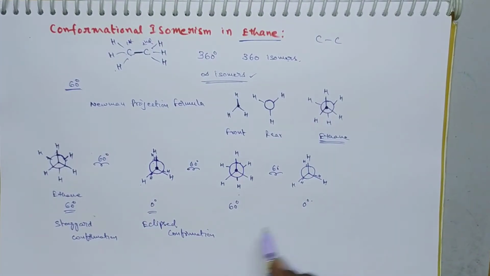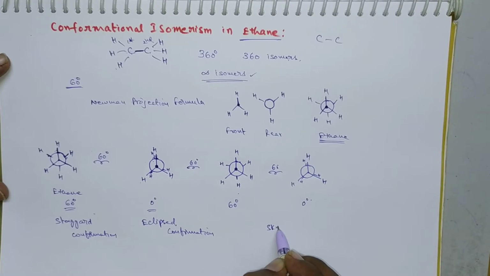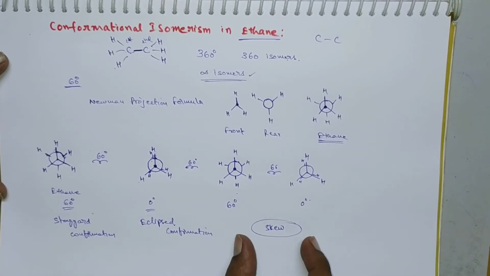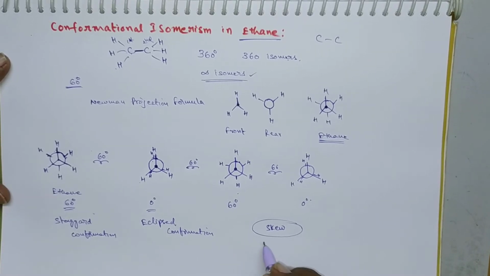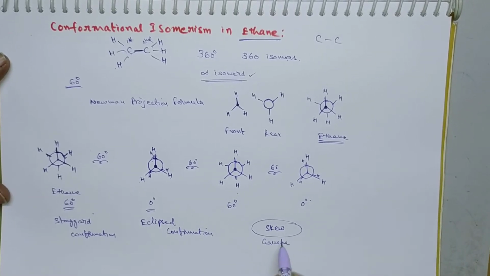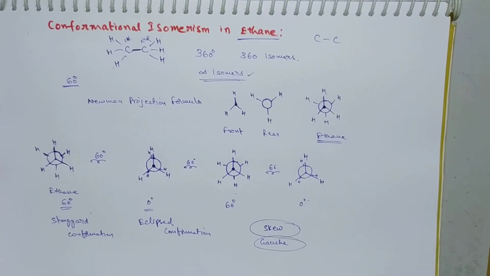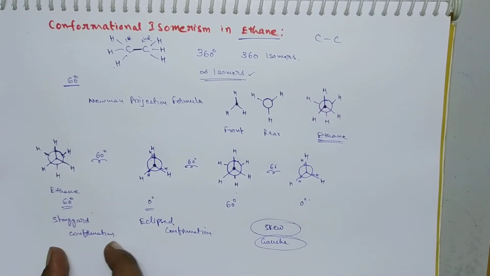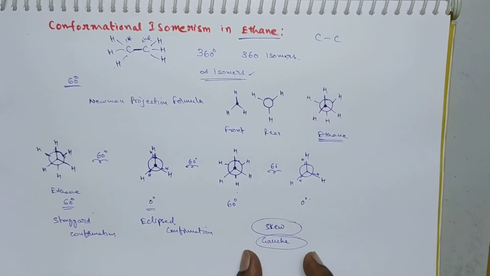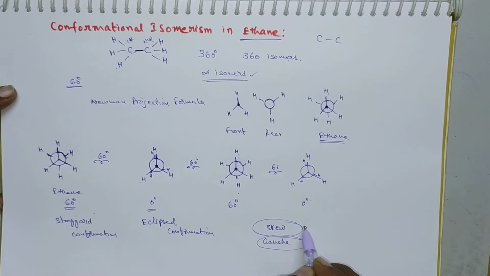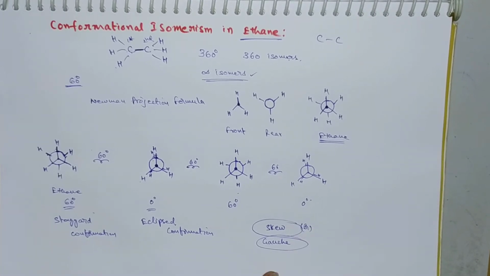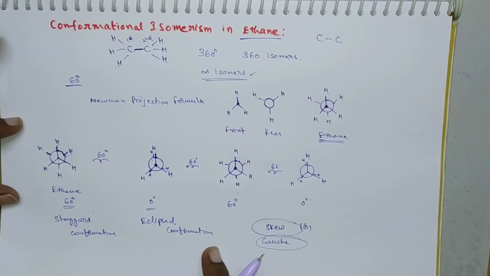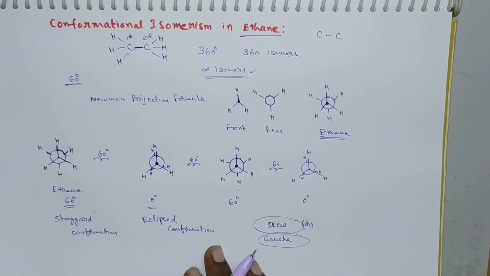Those structures are called skew structures. In between these two there exists another structure called the skew structure, or also the Gaussian structure. In this way we can obtain three different types of structures: one is staggered, another is eclipsed, and the other is the skew or Gaussian structure. Now we have to predict the stability of the structures, which conformation is more stable and which conformation is more reactive.